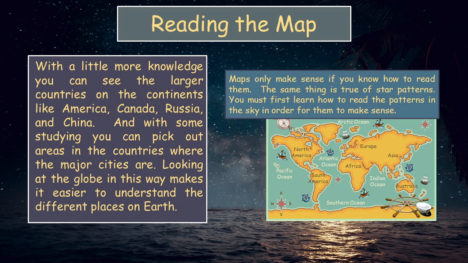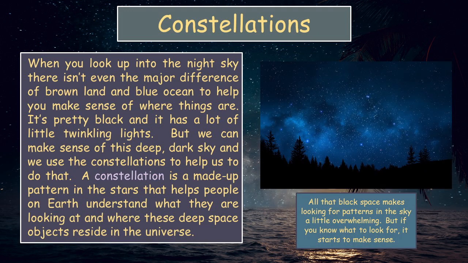And maps only make sense if you know how to read them. The same thing is true of star patterns. You must first learn how to read the patterns in the sky in order for them to make sense. When you look up into the night sky, there isn't even the major difference of brown land and blue ocean to help you make sense of where things are. It's pretty black and it has a lot of little twinkling lights, but we can make sense of this deep dark sky, and we use the constellations to help us do that.